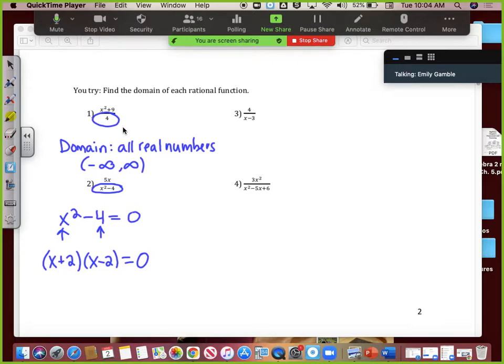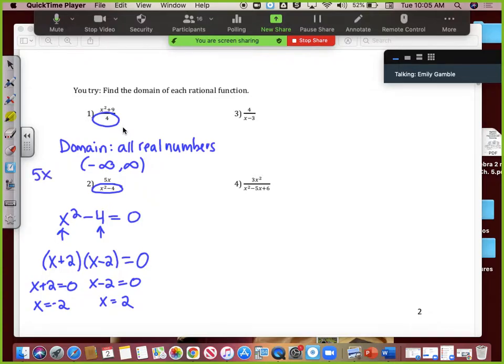And then what you will do is set both of these parts equal to 0. So you'll set x plus 2 equal to 0 and x minus 2 equal to 0. Solve them both separately. When you subtract 2 from both sides, you're going to get negative 2 for this one. When you add 2 to both sides, you'll get x equals 2 for this one. That means whenever x is equal to 2 or negative 2, the denominator will be equal to 0.